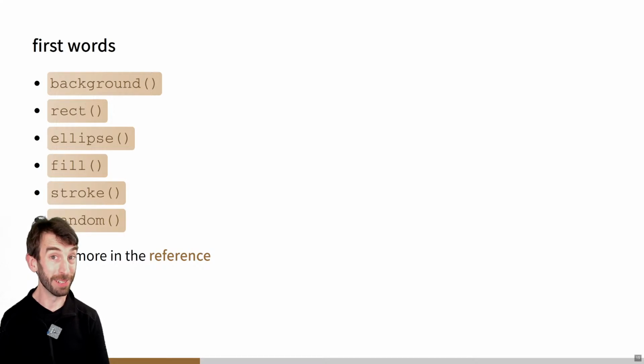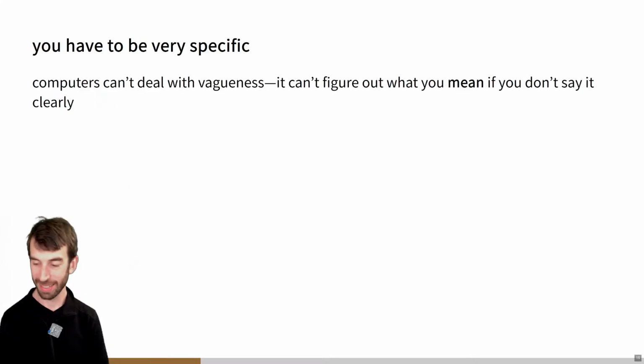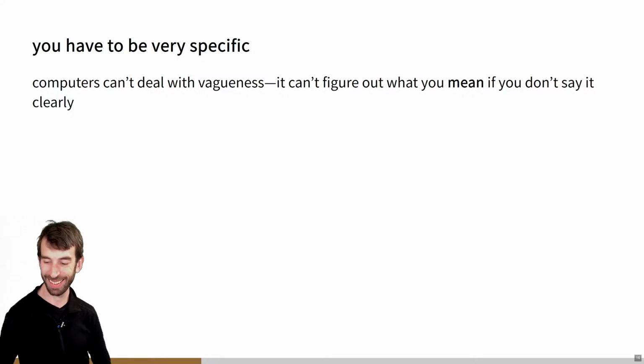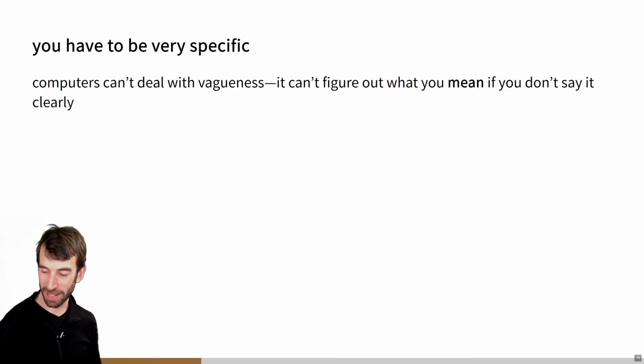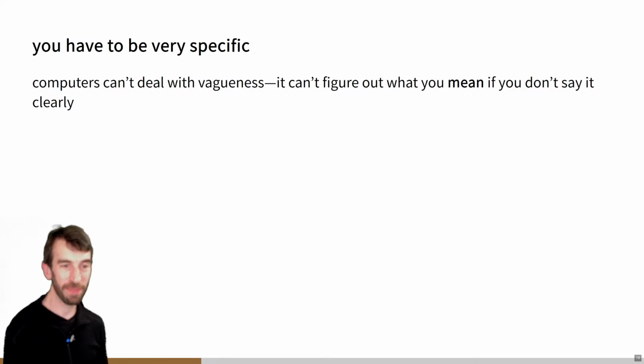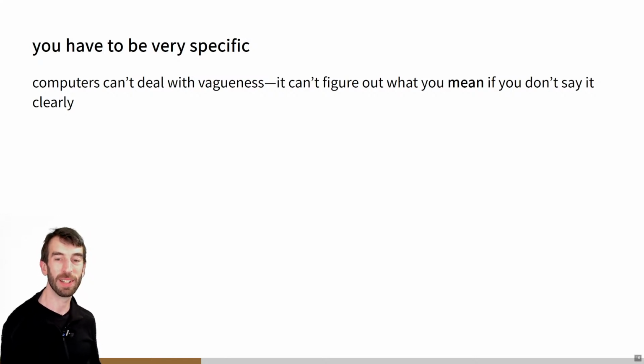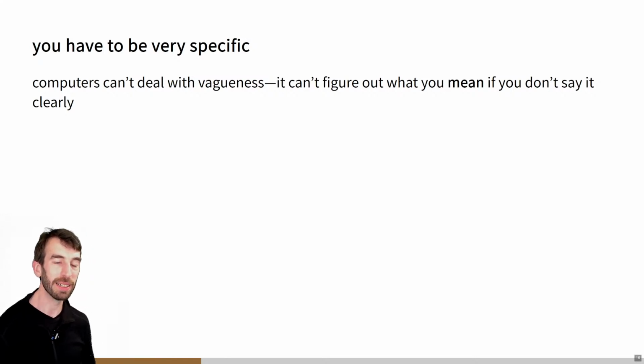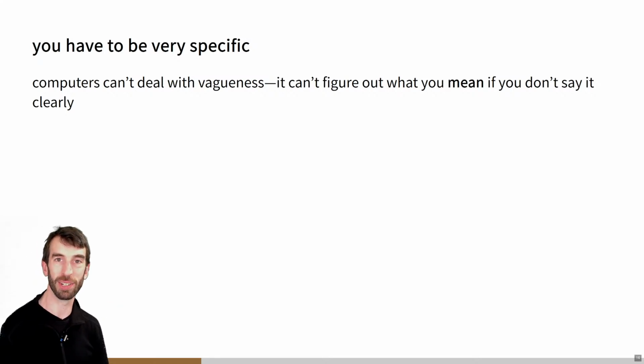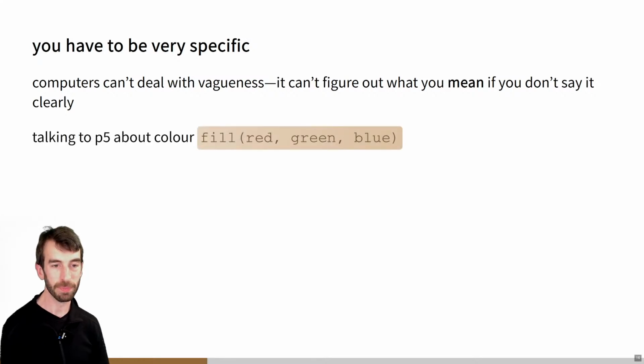We discussed the reference, that well-organized place to find out about coding things. Now that was pretty cool. That was my catchphrase. We remember that you have to be very specific. Computers can't deal with vagueness. They don't figure out what you mean if you don't say it clearly. So that was something we had to work through when positioning those squares and circles on the canvas.